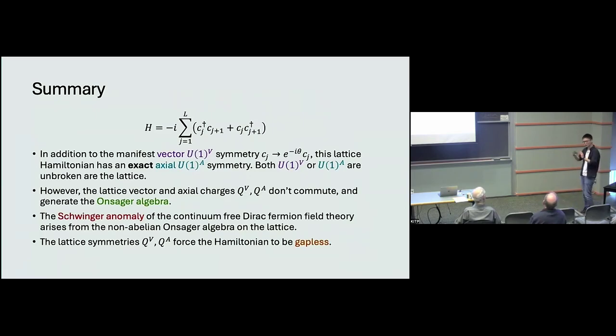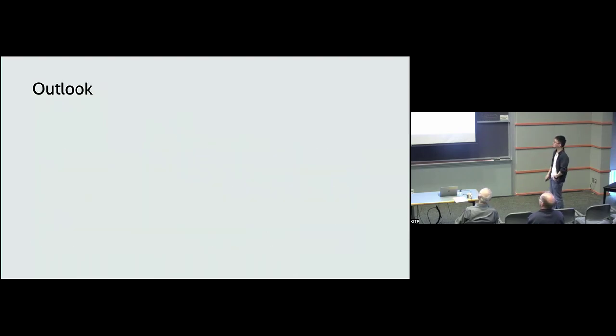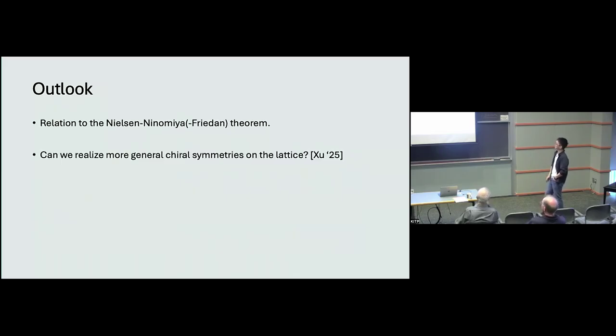In the continuum, you have two commuting U(1)s with a Schwinger anomaly. On the lattice, the generators of these two continuum symmetries are exactly preserved. But on the lattice, it's hard to tell whether there's an anomaly or not. Instead, there's a complicated non-abelian algebra. I don't know if I should say they have an anomaly on the lattice or not, but at the very least, we proved that they have similar consequences as an anomaly, meaning that they enforce the low energy phase to be gapless. There are several outlook directions: to better understand the relation to Nielsen-Ninomiya and to realize more general chiral symmetries. And of course, the obvious question, can we generalize to 3+1d?